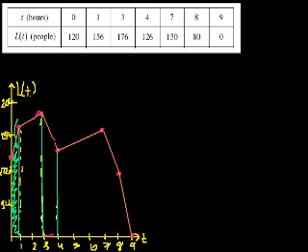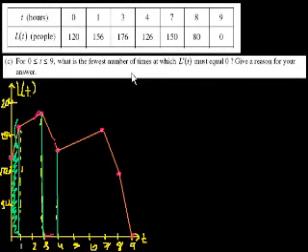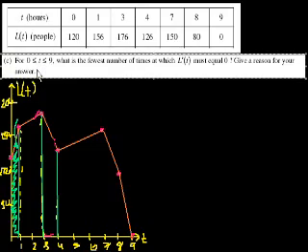Okay, let's do part C. Let me copy and paste it. Okay, copied it, edit, paste. For t greater than 0 and less than 9, what is the fewest number of times at which L prime of t must be equal to 0? Give a reason for your answer.